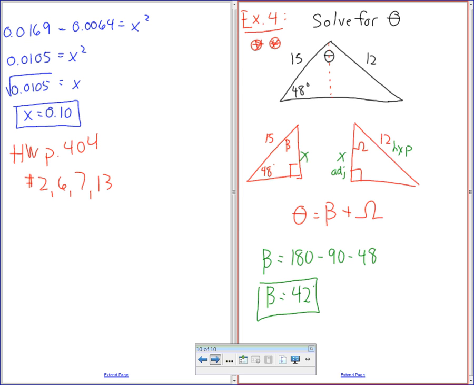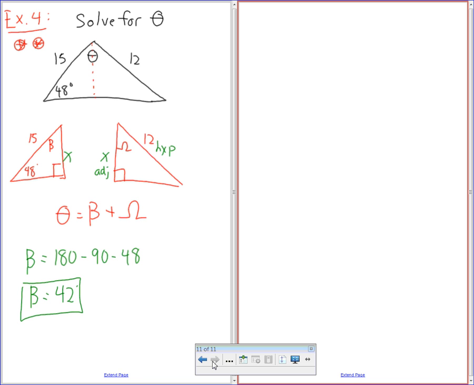So good. So the left-hand triangle can go like this. There's my x, there's my 15, there's my 48. There's opposite, there's hypotenuse, there's adjacent. I just redrew it to clarify things. Okay, that's all I'm going to do.